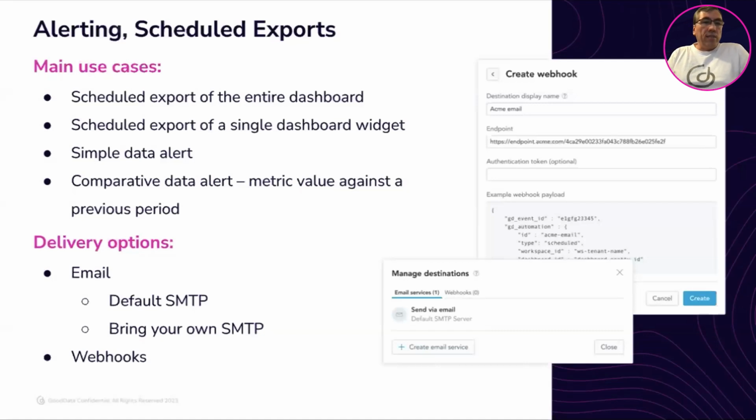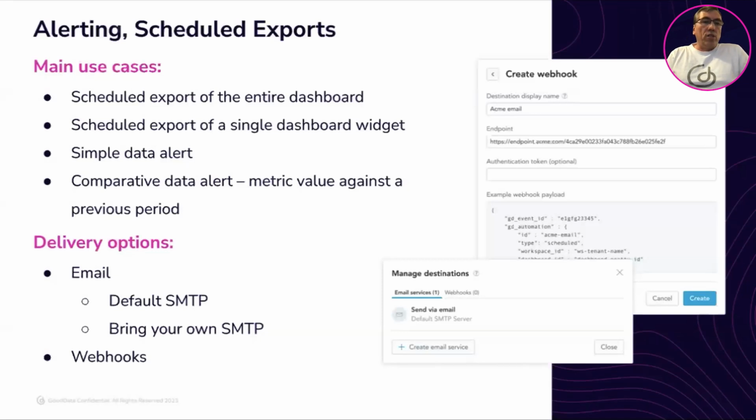The third use case is a simple data alert. Basically, if you have some metrics defined in GoodData, you can create an alert where you define a certain threshold, some goal for such a metric, for example, and you can be notified if the metric is above or below such a threshold, if you are underperforming or if some goal is reached.